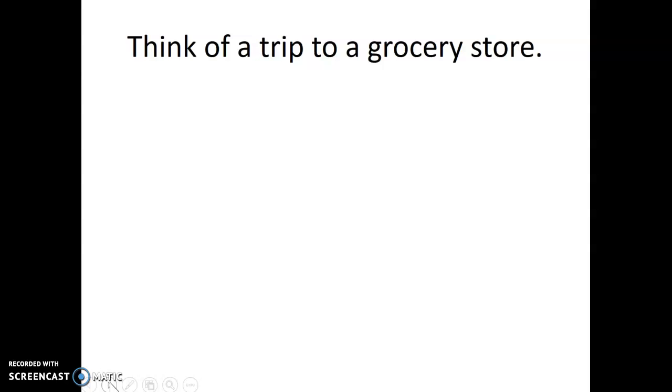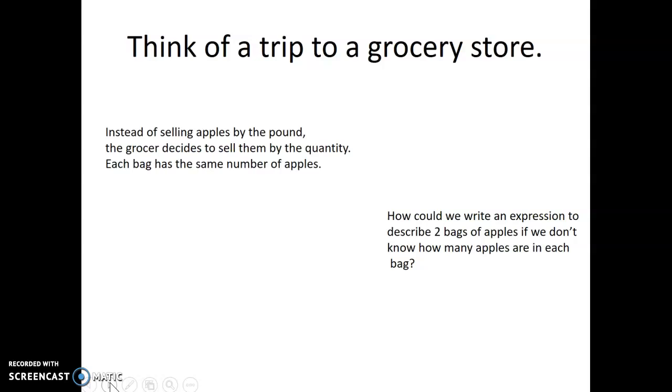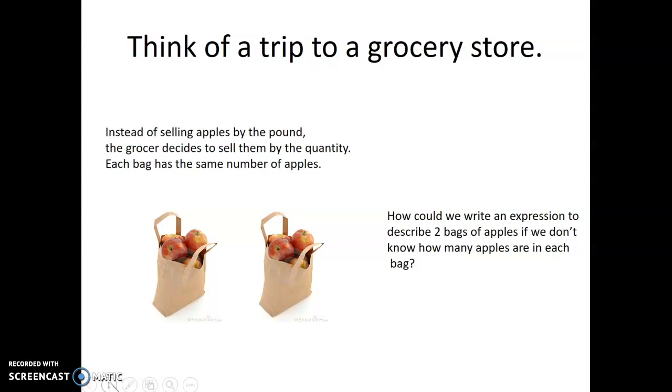So think about a trip to the grocery store, okay? Instead of selling apples by the pound, the grocer decides to sell them by the quantity. So each bag's going to have the same number of apples, for example. How can we write an expression to describe 2 bags of apples when we don't know how many bags of apples or how many apples are in each bag? Well, let's look. We have 2 identical bags of apples. Each bag has the same number of apples. I don't know how many that is. So I have to write 2A, meaning there are 2 bags with a number of apples in it. I don't know how many apples that is. That's why I had to include a variable.